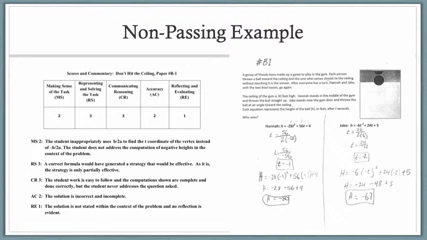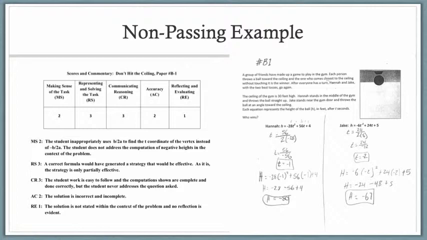For communicating and reasoning, if you look through, they didn't really explain much, did they? There are no words. They kind of show the work there, but they didn't answer the question. They kind of circled some things. The work is kind of easy to follow with what they did, but they didn't answer the question that was asked of them. So they got a 3 on communicating and reasoning.